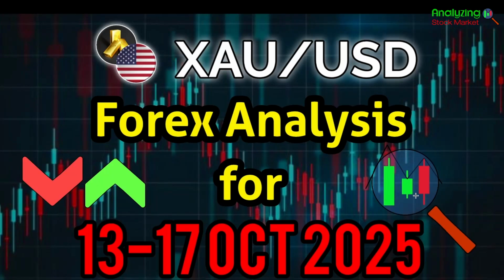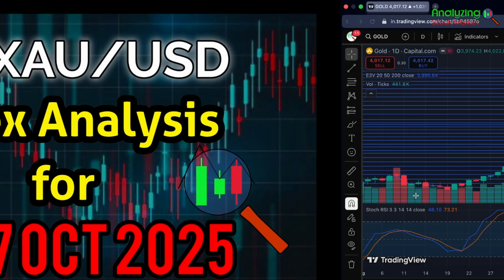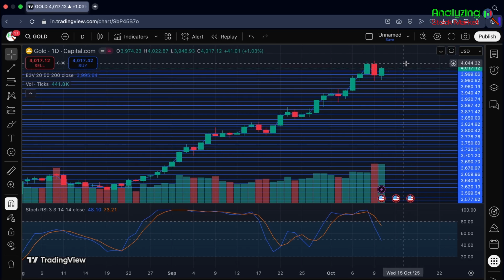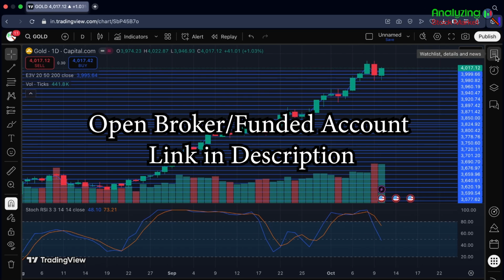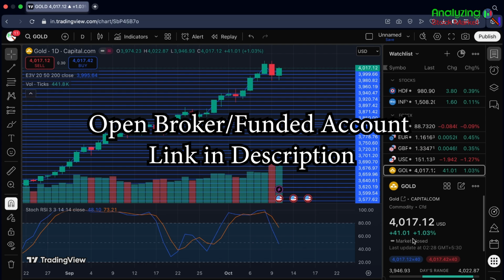So today we'll be talking about the XAU USD pair and we'll do the Forex analysis for 13th to 17th October 2025. So let's go straight to our chart. First, let's see what happened in Gold USD or XAU USD on Friday. As we can see, a 1.03% positive move, 4017.12 was the closing on Friday.